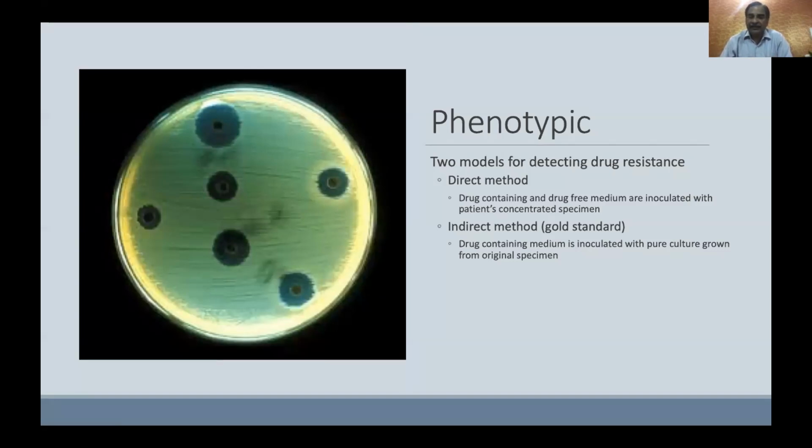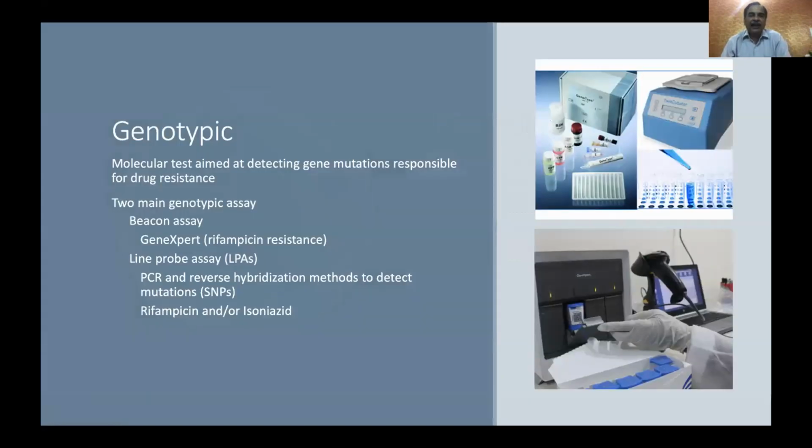The other method is indirect, which is actually the gold standard, where the specimen is grown in a culture to a significant sizable volume, and then the testing is done on that. Of course, this takes a much longer time. The genotypic type of tests are the molecular tests which aim at detecting the gene mutations responsible for drug resistance.